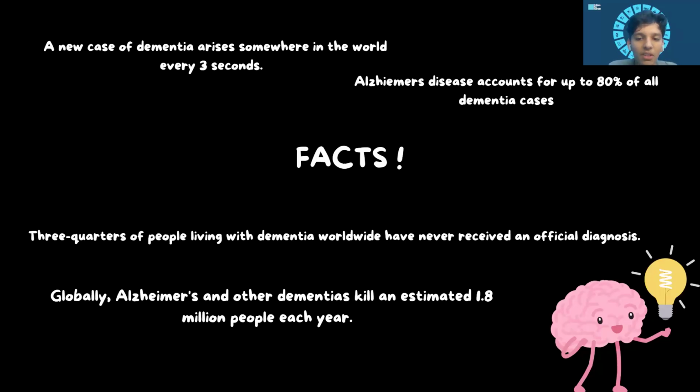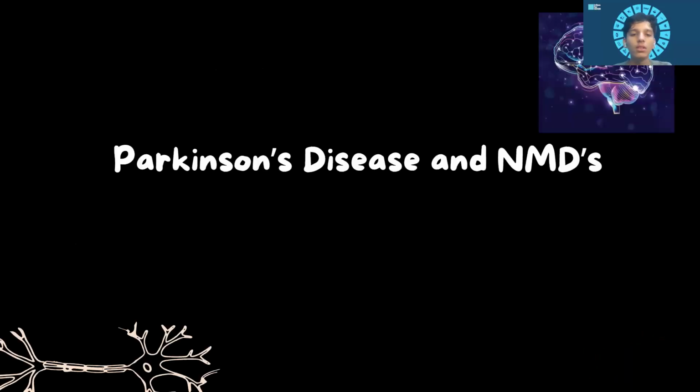Globally, Alzheimer's and dementia kill about 1.8 million people each year. This can be fatal as well, and it's quite progressive. I forgot to mention, but this disease cannot be cured. That's another reason why it's such a large issue. Its symptoms worsen if they're not treated properly.